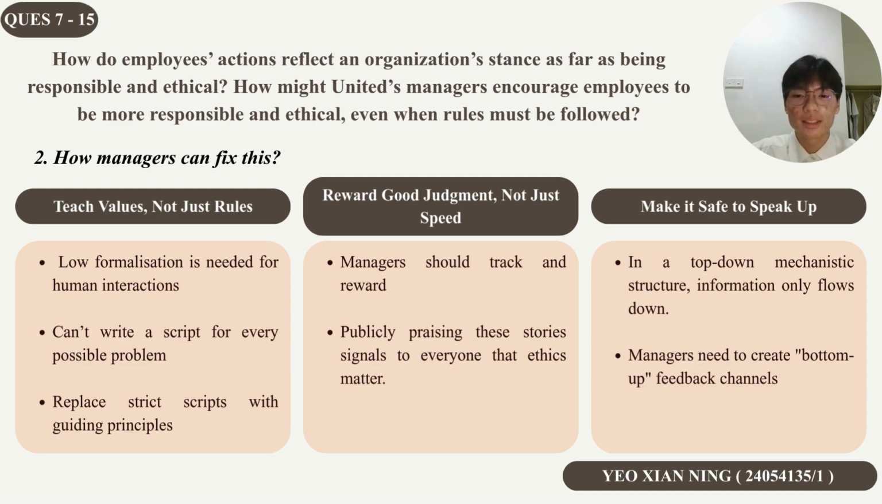Lastly, make it safe to speak up. In a top-down mechanistic structure, communication usually only flows one way, down. Information rarely flows up. So managers need to create bottom-up feedback channels. For example, they should ask staff which of our rules make you look like the bad guy. And when employees see that their feedback actually changes the bad policies, they become more engaged and responsible.